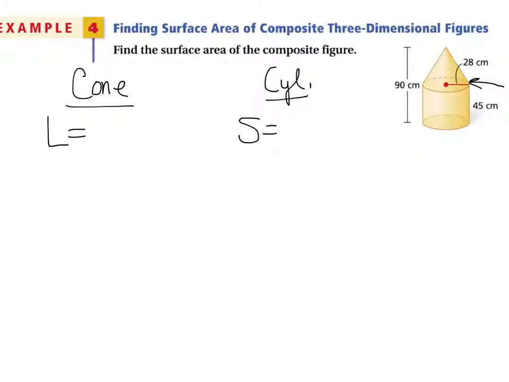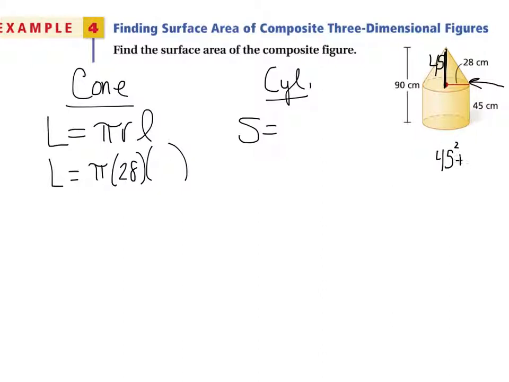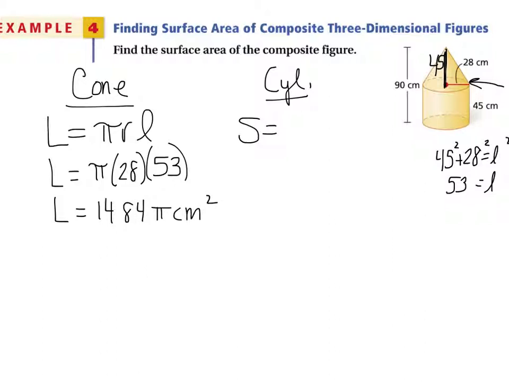So let's start with the lateral area of the cone. We know the lateral area of the cone is pi radius multiplied by slant height. Well, the radius is 28. We don't know the slant height, so you'd have to do Pythagorean theorem. So we know this piece right here, 90 minus 45, this gives us 45. So if you did 45 squared plus 28 squared, that gives us L squared, which is the slant height. I'll tell you, if you solve this, the slant height is going to be 53. So that means the lateral area only of the cone is 1484 pi square centimeters.